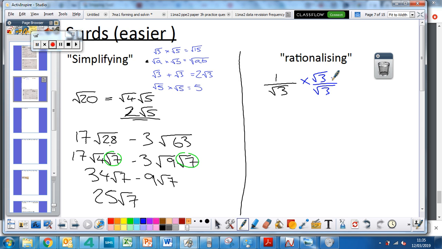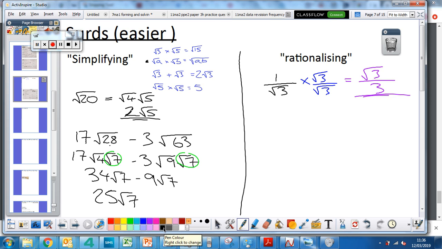When you do, what you will find very quickly is that your numerator, 1 lot of root 3, becomes root 3. Your denominator, root 3 times root 3, becomes 3. You have therefore written it as an equivalent fraction where the denominator is no longer a surd. And that's what rationalising means. Let me give you a couple of slightly harder examples so that you've got these under your belt.